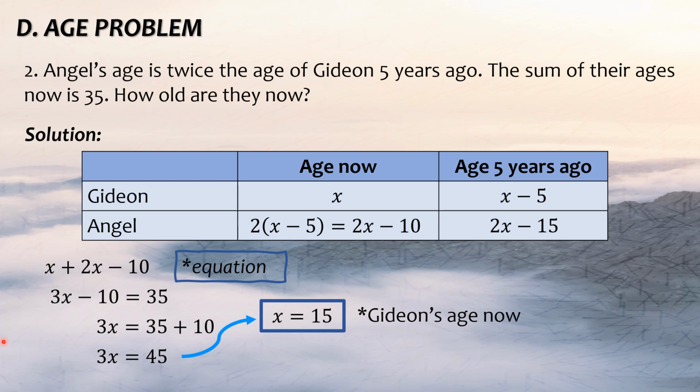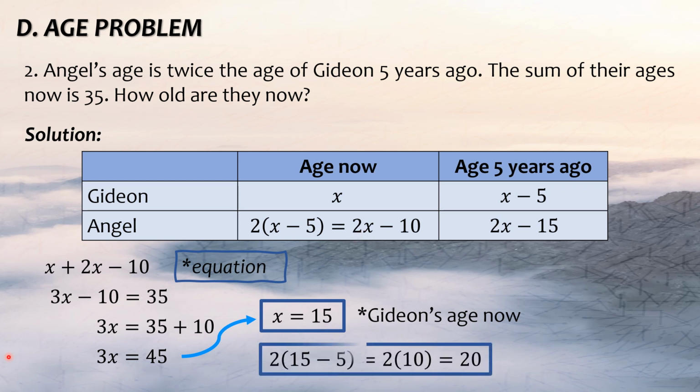So, paano natin makukuha yung edad ni Angel? Isa-substitute natin yung 15 dito sa variable x. So, magiging 2 times the quantity of 15 minus 5. So, isimplify muna natin yung nasa loob ng parenthesis. So, 15 minus 5 is 10. 2 times 10 is 20. And 20 is Angel's age now. Or, pwedeng ito yung gamitin nyo because 2 times 15 is 30. 30 minus 10 is also 20.